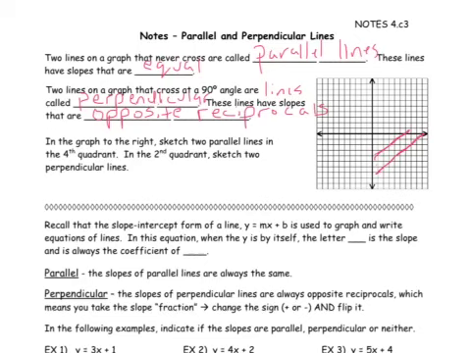And for perpendicular lines, in the second quadrant, I'm going to do, we could do, so let's do this and this. Okay.